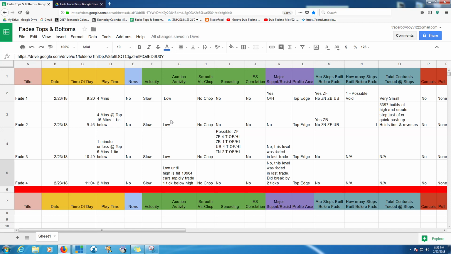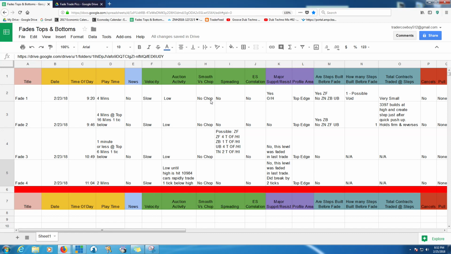If there's no market order activity, obviously it's very slow. So velocity slow, no auction activity. That's basically a bad trading day because nobody's really playing. However, somebody stepped in on fade 4. At this point, there's a lot of absorption.